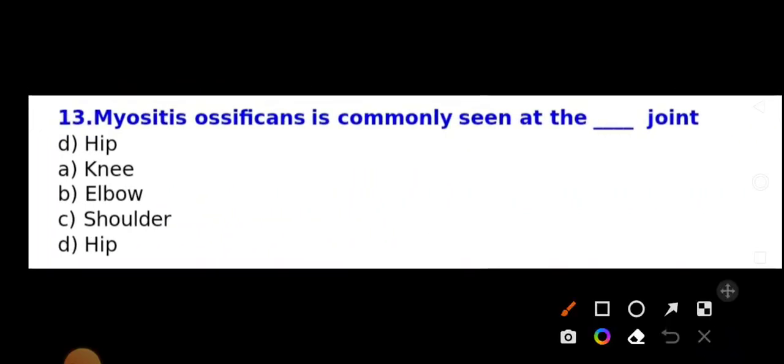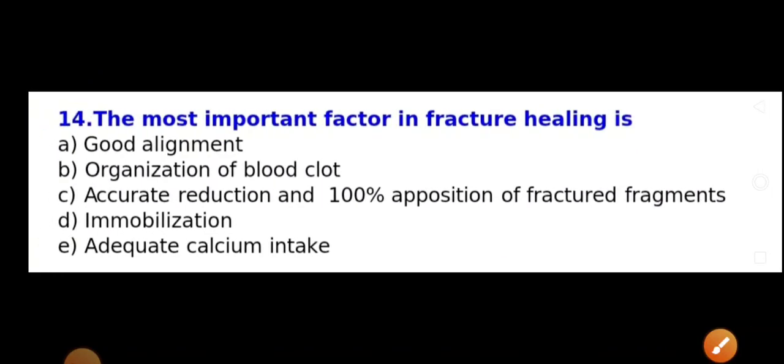Now, myositis ossificans is commonly seen at the joint. Which joint? Hip, knee, elbow, shoulder. Which one? Guys, reverse this and look like what is knee. Remember this trick. Myositis ossificans is commonly seen at knee joint.